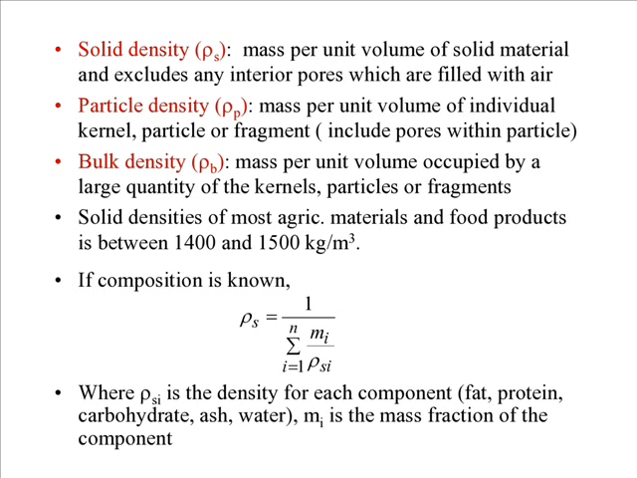Solid densities of most agricultural materials and food products are between 1,400 and 1,500 kilograms per cubic meter. If the composition is known, the solid density is expressed by the equation that you see, where the individual solid density is the density for each component: fat, protein, carbohydrate, ash, or water, and M sub I is the mass fraction of that component.